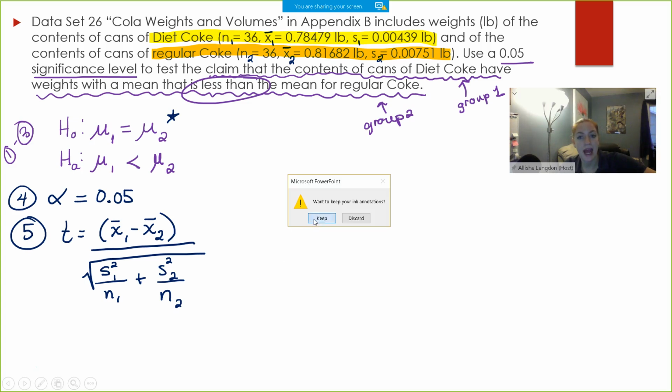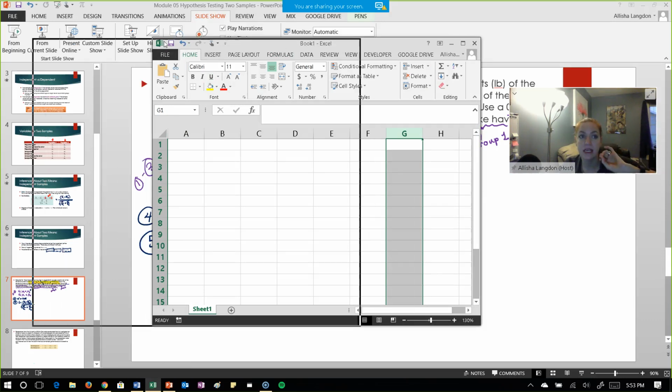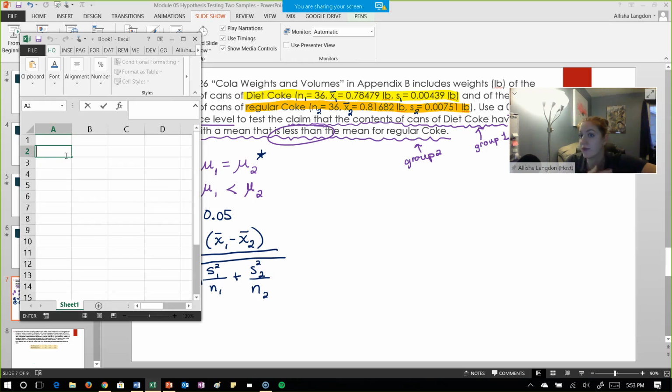So instead of actually writing in all of this information, because quite frankly it's silly to keep rewriting it, we're going to go ahead and type in all the information in Excel and just grab this and be able to use reference cells to grab the information. So let's start with Diet Coke. Diet Coke information. I'm going to go ahead and write all my information. So N1, which is our sample size, is 36. X bar 1 is going to be 0.78479, and we don't want to round until the very end.